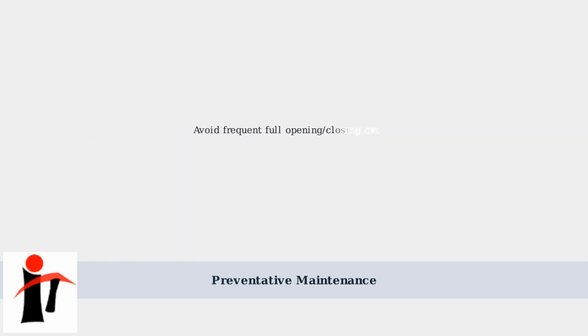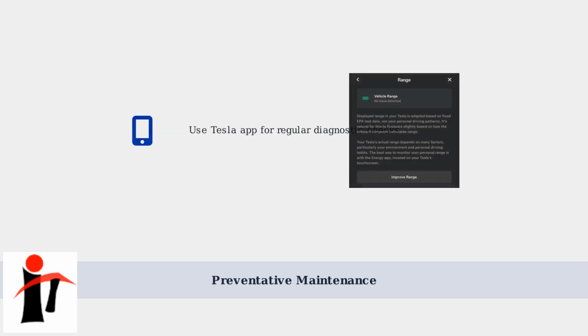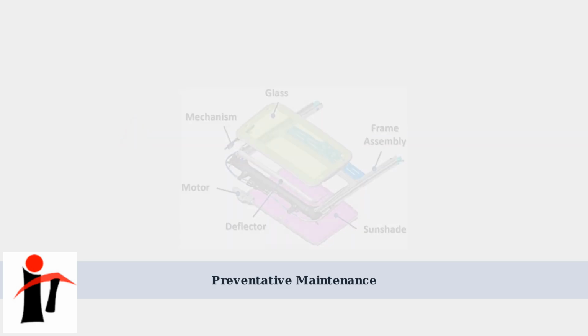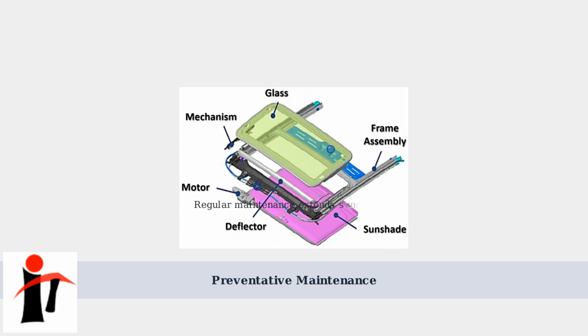Avoid excessive opening and closing cycles. Frequent full operation strains the regulator motor and can accelerate wear. Use Tesla's mobile app regularly for diagnostic checks. The app can detect early signs of regulator or switch issues through over-the-air diagnostics. Monitor for unusual noises or resistance. Address minor issues like sticking immediately to prevent them from becoming major repairs. These maintenance habits will significantly extend the life of your Model S rear window, reducing repair costs and preventing unexpected failures.